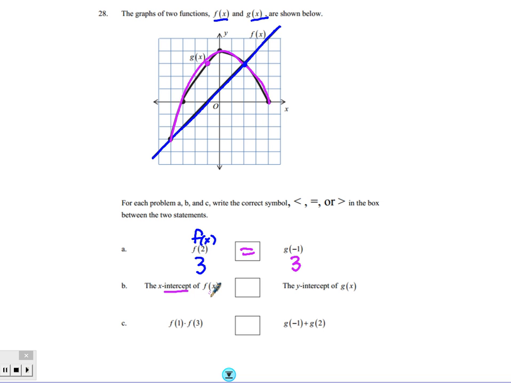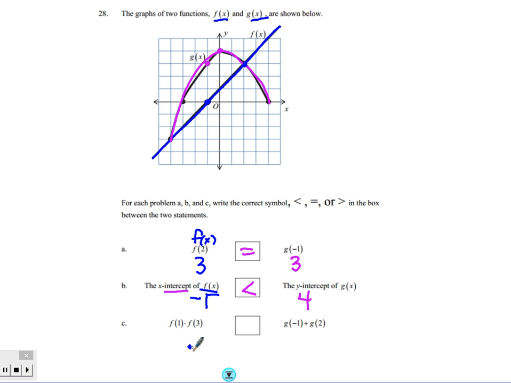So the x-intercept of f. I'm going to go back to blue. I'm sorry, f of x, the x-intercept. So where does my blue function cross the x-axis? Looks like at negative 1. So on this side I have negative 1. The y-intercept of g, where does g cross the y? Right here at 1, 2, 3, 4. So negative 1 and 4, which one's greater? Definitely 4 is greater than negative 1.